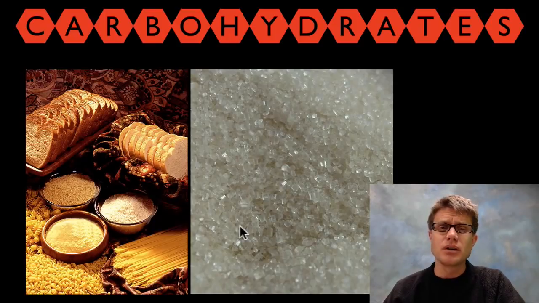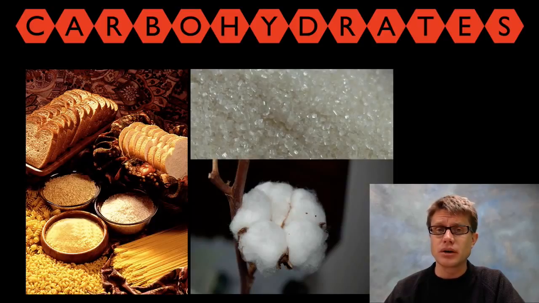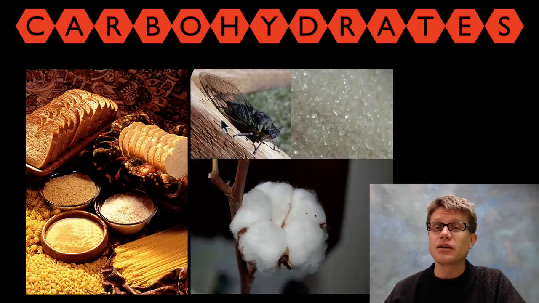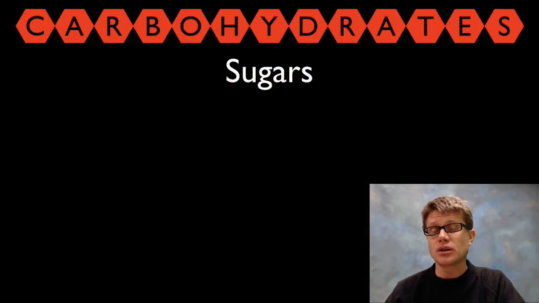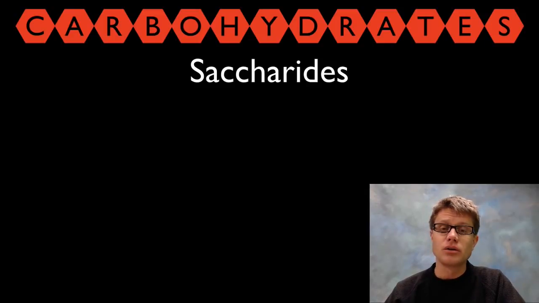But you should also know that aside from providing energy for us, they also provide structure. And so cellulose that's found in plants is going to be a polysaccharide, or the chitin that's found in the exoskeleton of an insect or the building block of fungi is going to be a carbohydrate. And so they give us energy, but they also give us structure. Sugars in science we call saccharides.